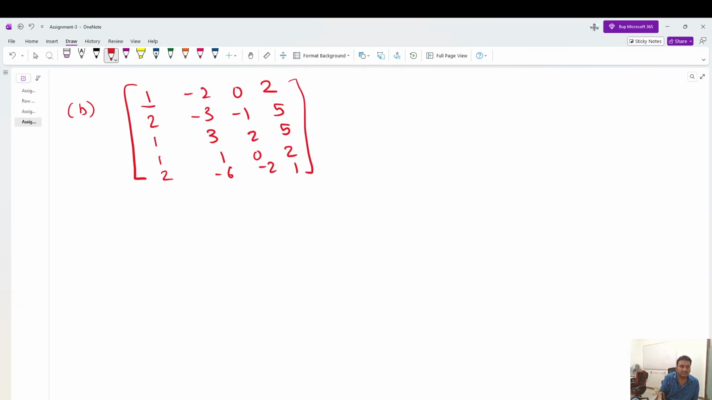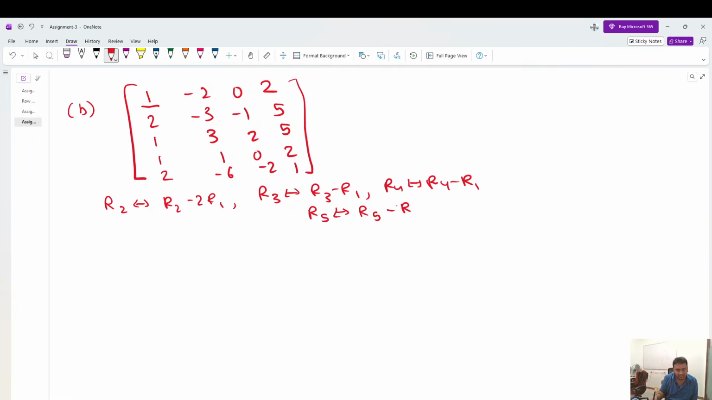See, this is your first pivotal thing, right? First non-zero entry of first row. Everything below that you have to make 0. So what are the operations? R2 changes to R2 minus 2 R1. R3 changes to R3 minus R1. Similarly, R4 changes to R4 minus R1. And R5 also changes to R5 minus 2 R1, right?